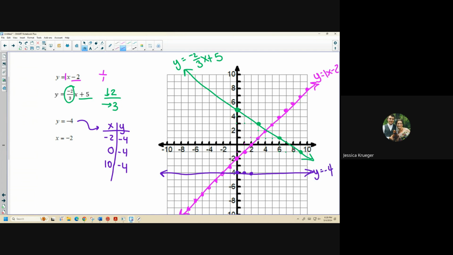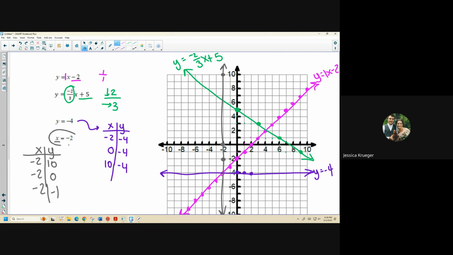The last one, x equals -2. I'll do this one in gray. Again, there's no y in this one. There's only x. So x is -2 always, no matter what y is. So if x is always -2, -2, 10 is there, -2, 0 is here, -2, 2 is here. That is a vertical line.